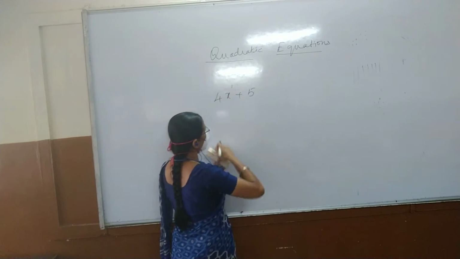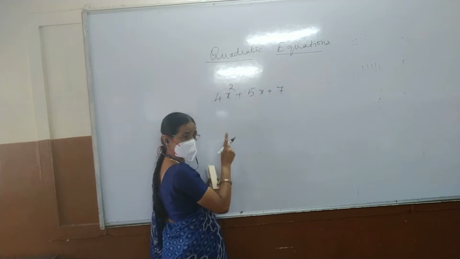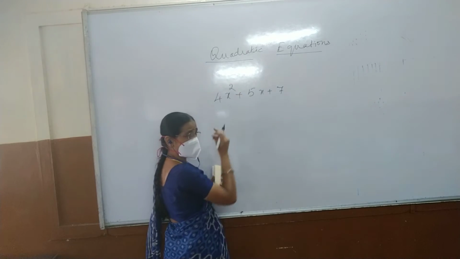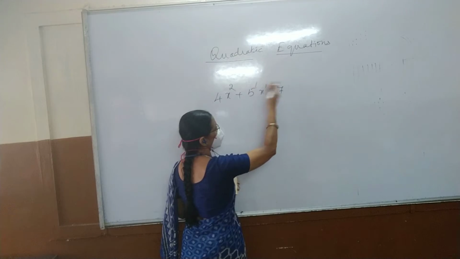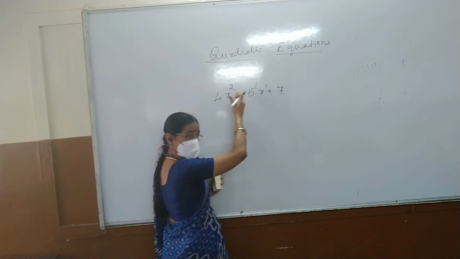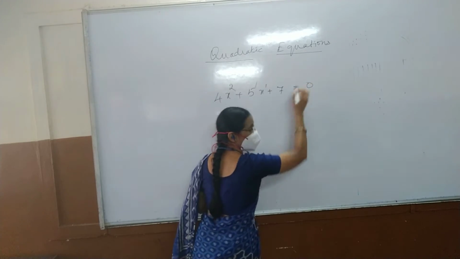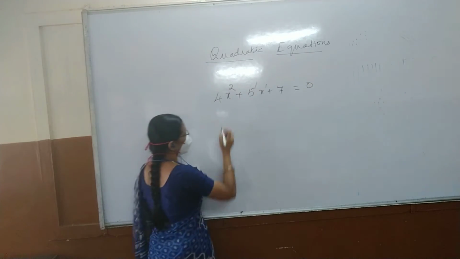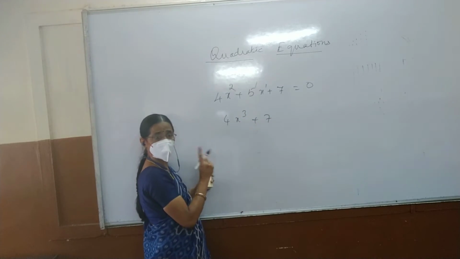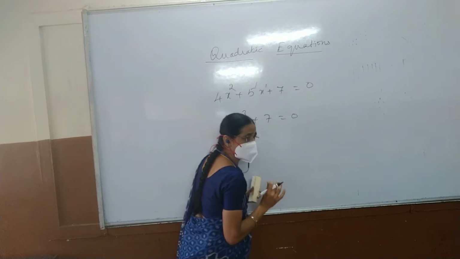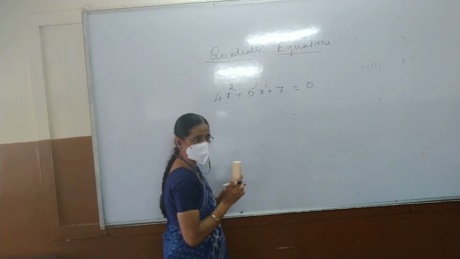If it is 4x squared plus 5x plus 7, it is a quadratic polynomial, because the degree means the highest power. Here the power is 2, here it is 1, here 0. Which is the highest? Highest is 2. Therefore it is a quadratic polynomial. Now it becomes a quadratic equation. 4x cubed plus 7 is what type of polynomial? Cubic polynomial. Now it is a cubic equation. This is not in the syllabus. We are going to do this type of thing.